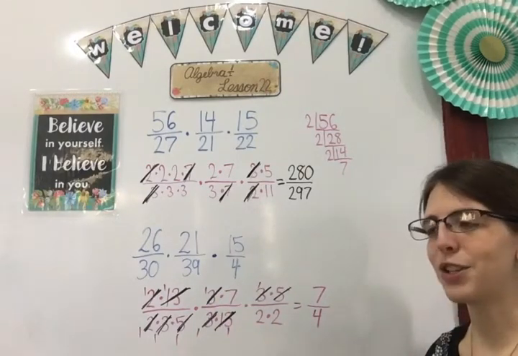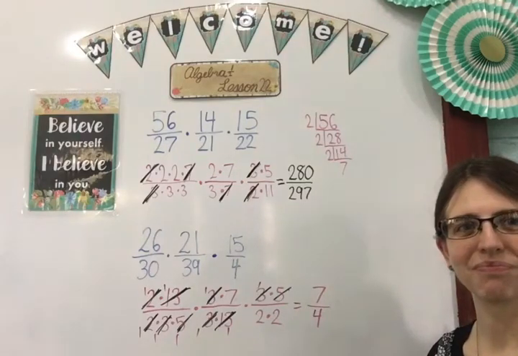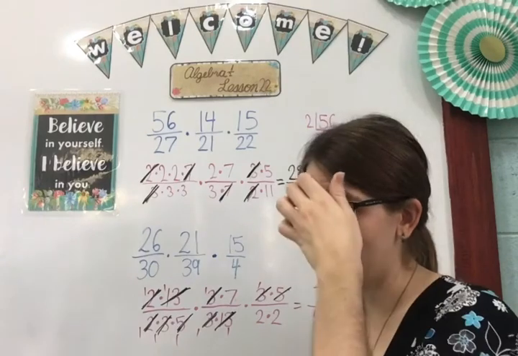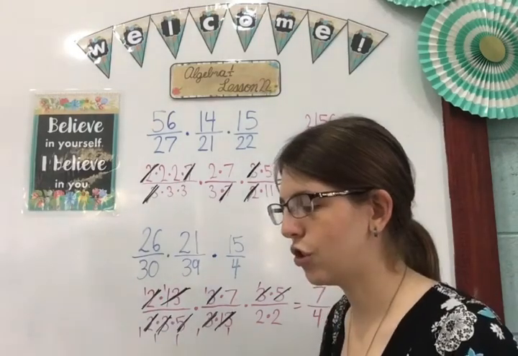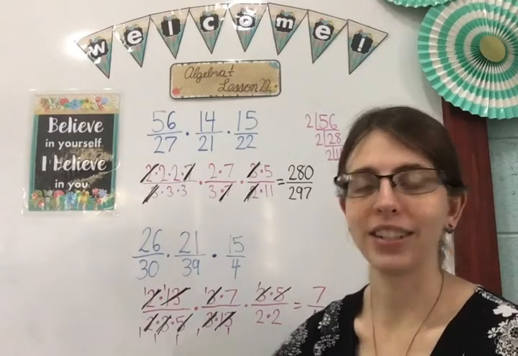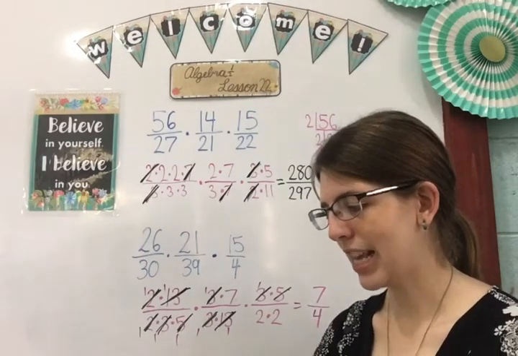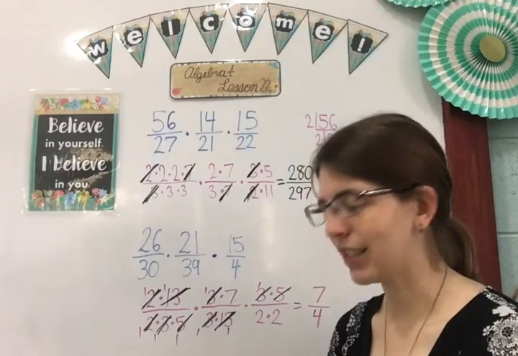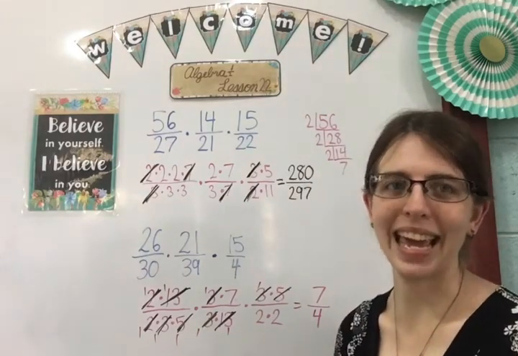Okay, pause now to do your practice. Okay, you should be back for your practice. Letter A is 2 over 35. Letter B is 1 over 60. Letter C is 1/3. And letter D is 15 over 28.